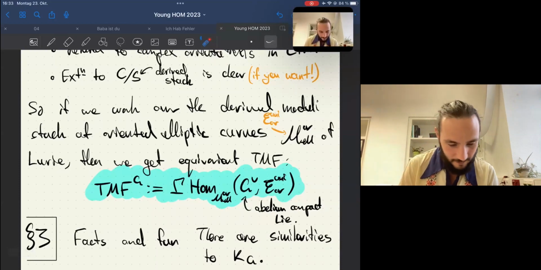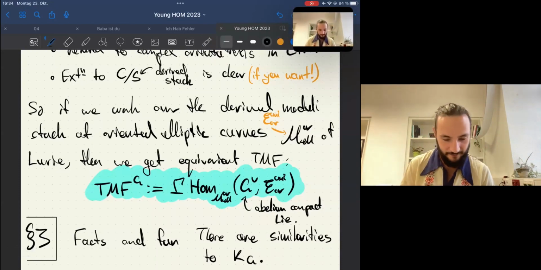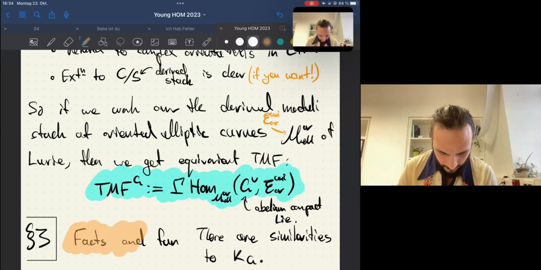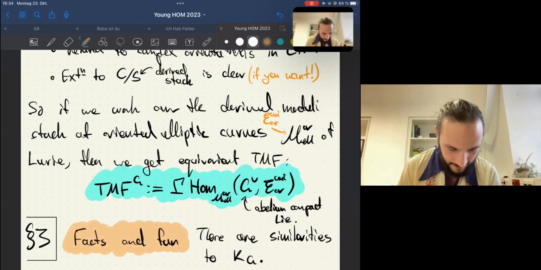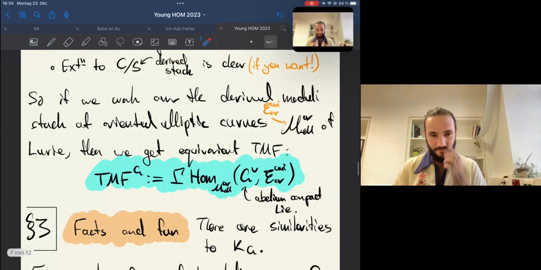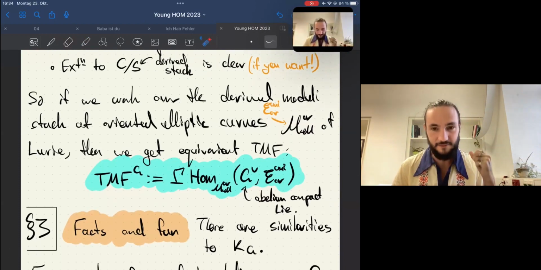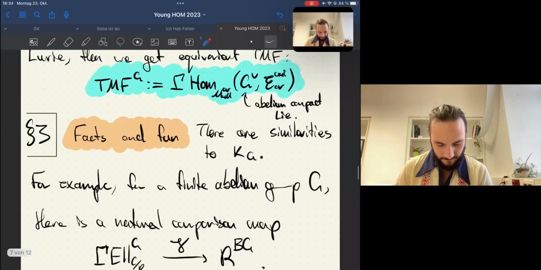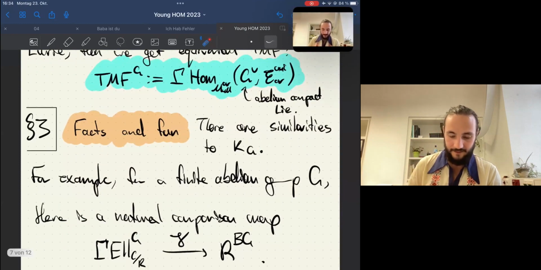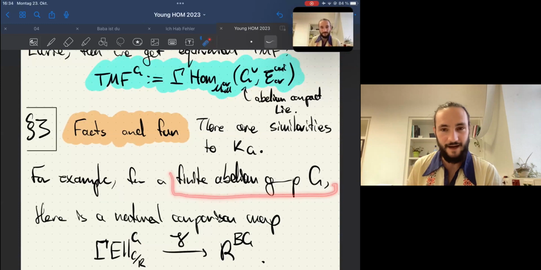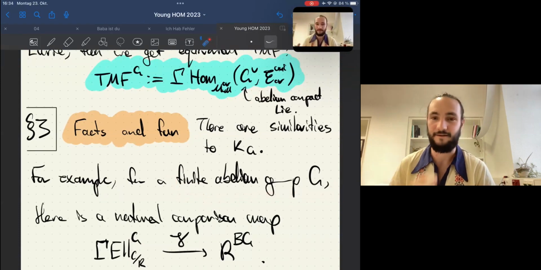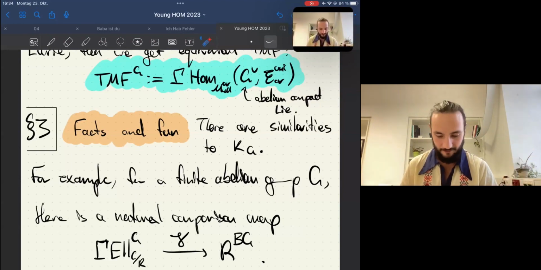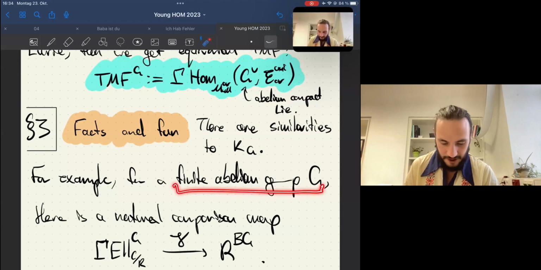Cool. So let's do the facts and fun. I'm sorry, I've been very inconsistent with my coloring in terms of what the colors mean, but I just want to move between them in as pretty a way as possible. Okay. So first, I want to mention some similarities between this equivariant elliptic cohomology and equivariant K-theory. Let's just restrict to finite abelian groups for now, because there are some technical hypotheses we need to move between finite abelian and compact Lie, but we'll get to that later. So let's just take a finite abelian group G.